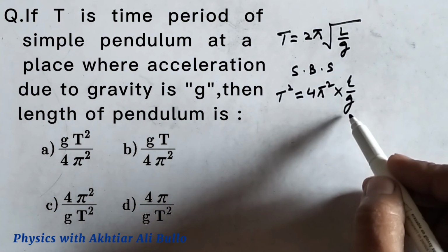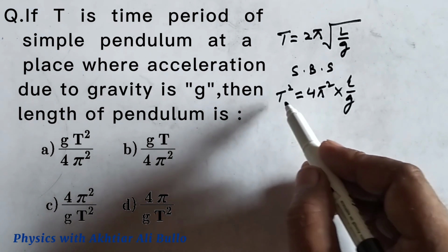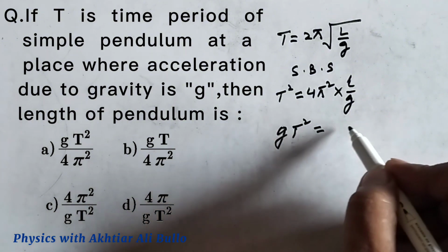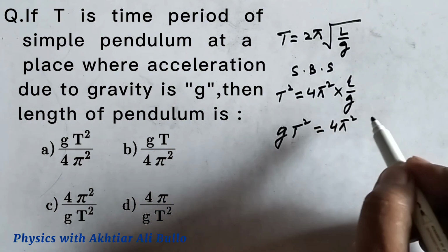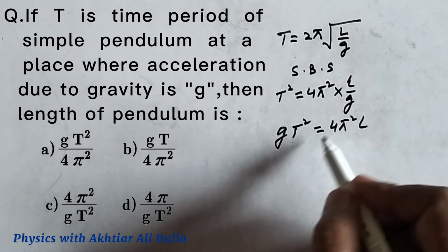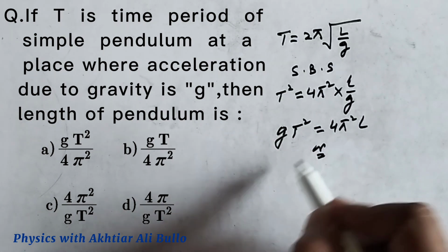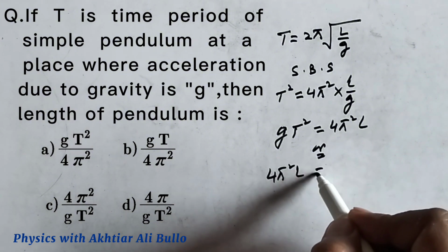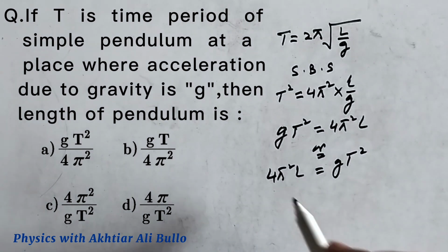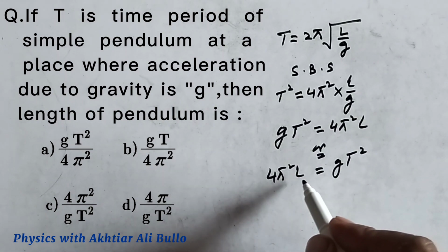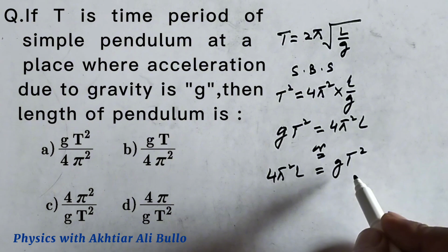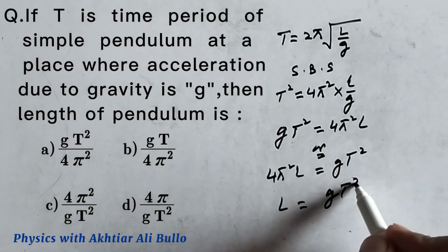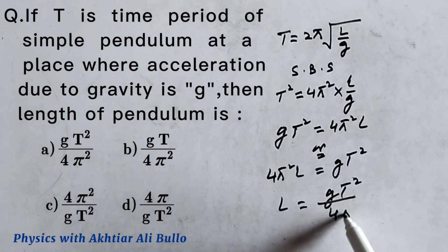So we have to find the equation of L. Here g is dividing, so on the other side of the equals sign it will multiply with the time period. So it will be gT² is equal to 4π² into length, or by changing sides we can also write it as 4π²L is equal to gT². Here 4π² is multiplying with L, so on the other side of the equals sign it will divide. So length will be obtained as gT² upon 4π².